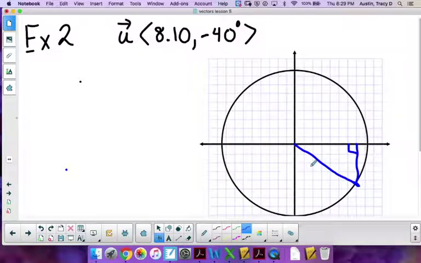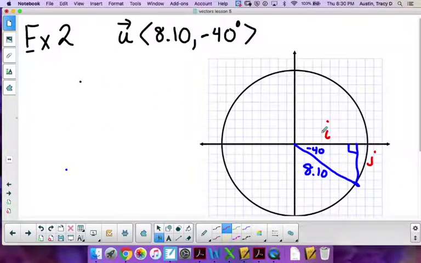Okay, so the hypotenuse is 8.10, and the angle created is negative 40. And we're going to do the exact same thing. We're going to solve for i and j. Okay, so in this case, this is i, and this is j. And i better be positive and j better be negative when you're done because of where you're graphing it.